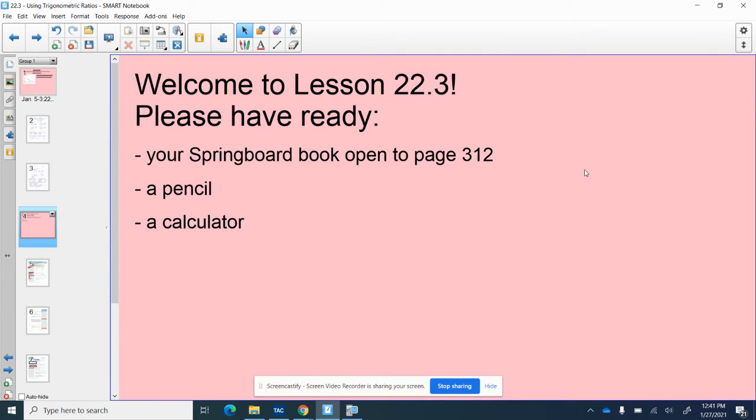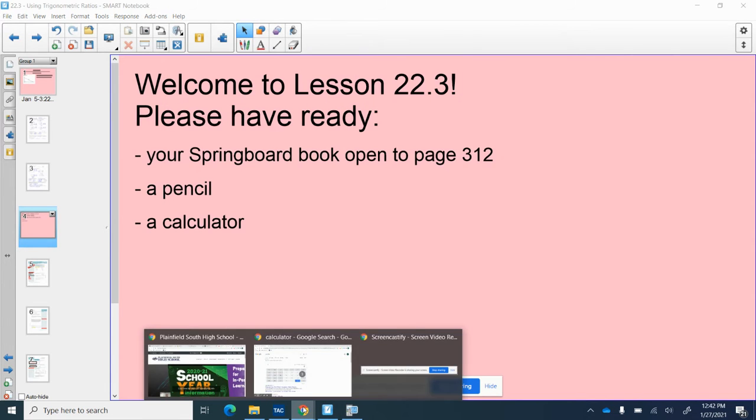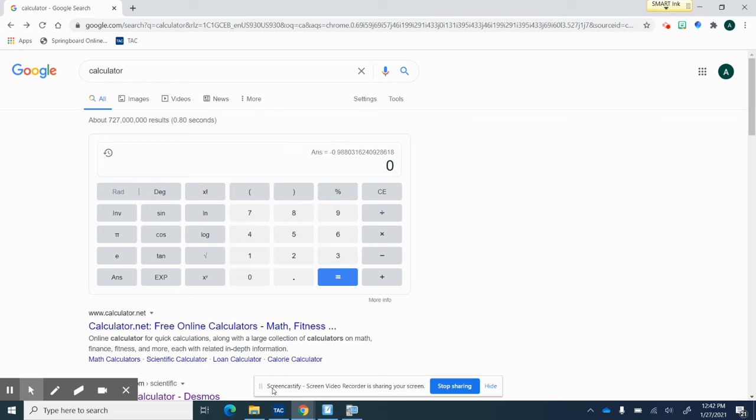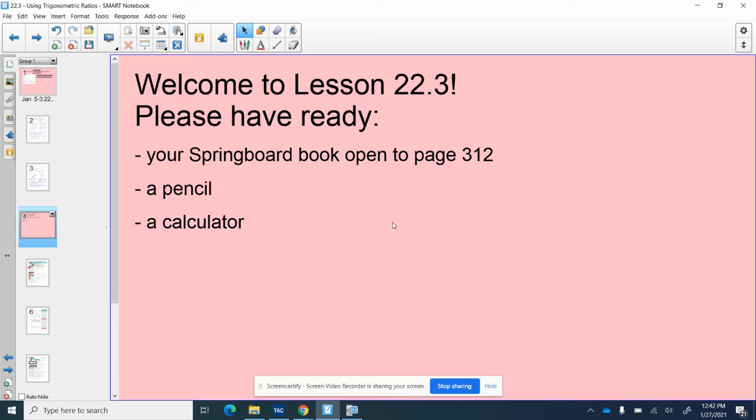Today's lesson is going to start on page 312 in your Springboard textbook, and you are definitely going to want a pencil handy, and either your graphing calculator, a smaller calculator, or if you don't have a calculator, please make sure you have up either Google or a great calculator as well, the Desmos scientific calculator. You're definitely going to need calculators today.